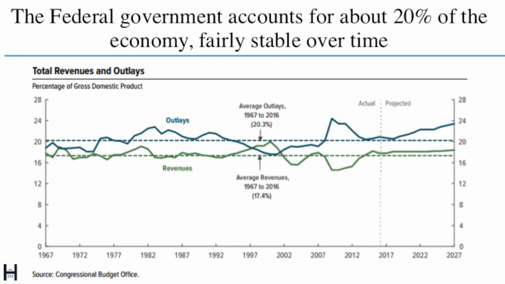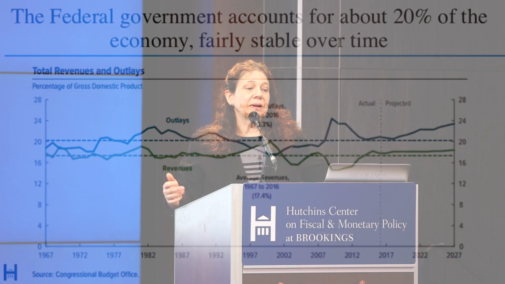If we think about what's happened in the federal budget, the federal government has been about 20% of the economy, very stable for quite a long time. This graph starting in 1967 shows it's about 20%. The green line is the revenues, all the taxes it takes in, and the blue line is outlays, that's spending. This is all done as a share of GDP. What's GDP? GDP is the total output of the economy. It tells you something about the size of the economy.